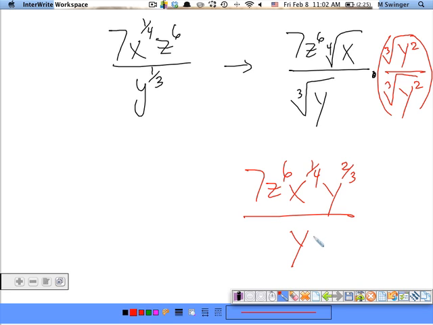Everyone understand what it is? All I did was rationalize. Cube root of y squared, because this was the cube root of y. I needed 2 more. So I just multiplied that to the top and the bottom. And then I just rewrote it. The bottom becomes y, the top becomes... I just changed this back to rational.